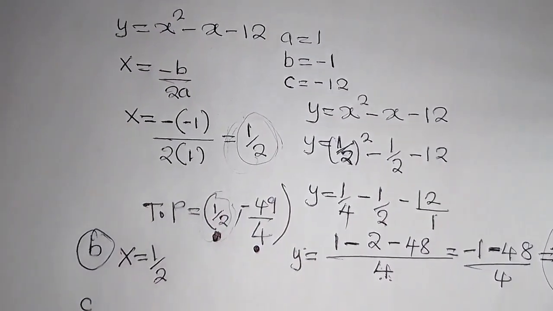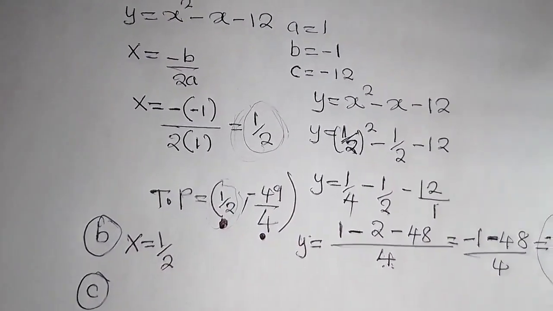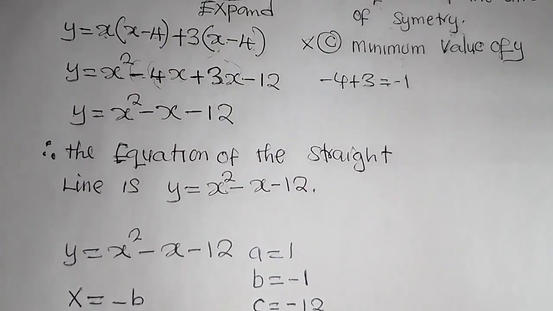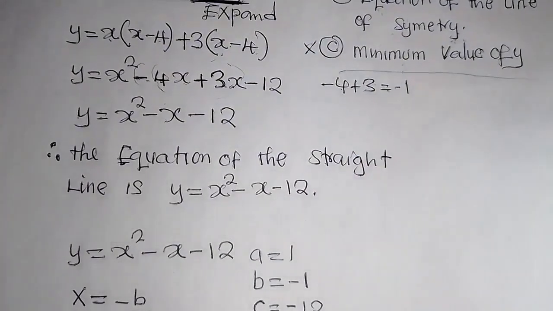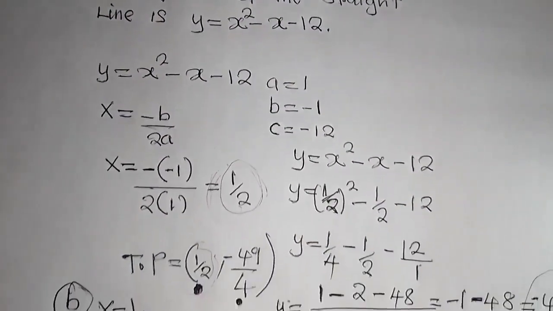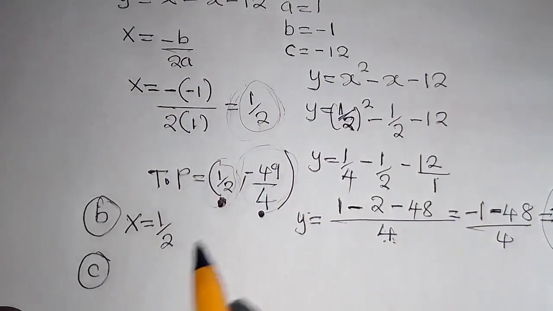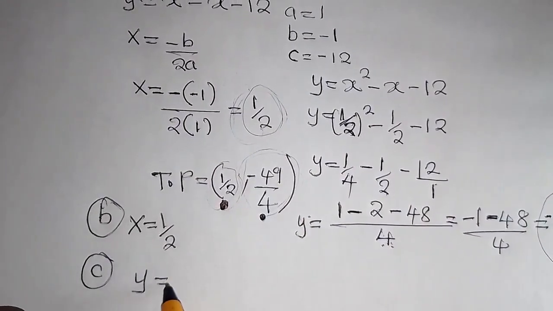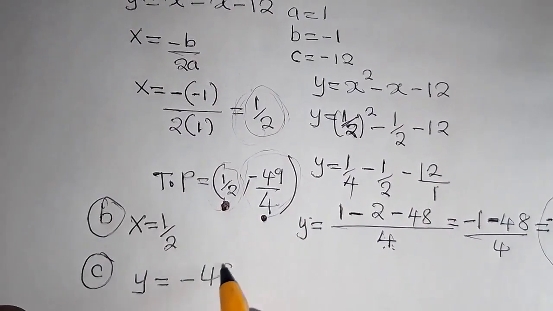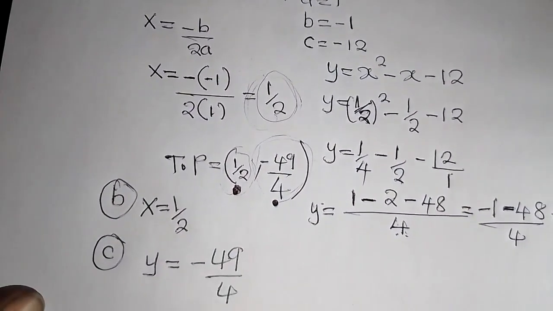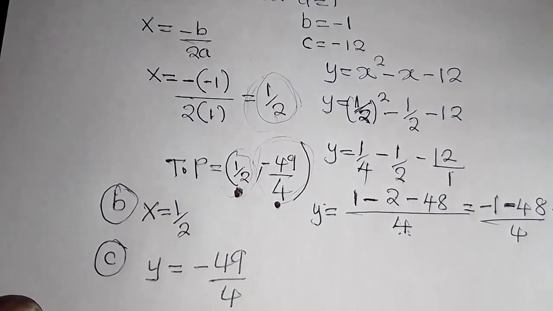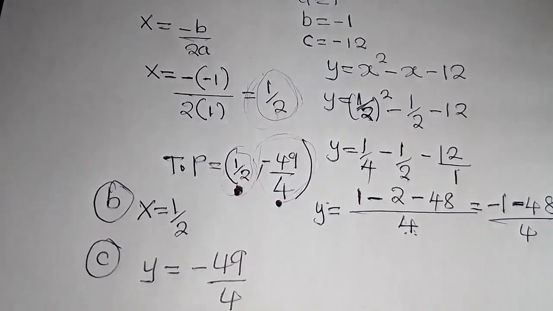I move to C. C, what am I taught to find? The minimum value of y. Very simple. I've just told you that you get that one. So y is equal to negative 49 over 4. These are the answers. Then you are done. So this is what you are supposed to do.